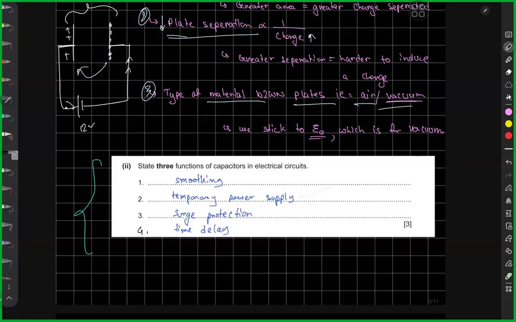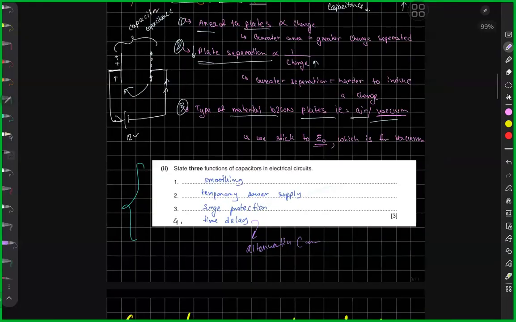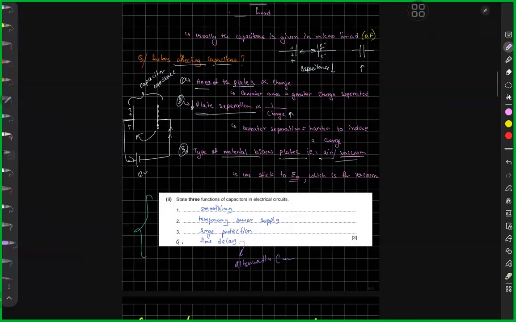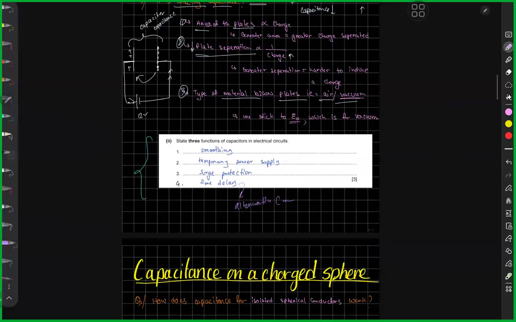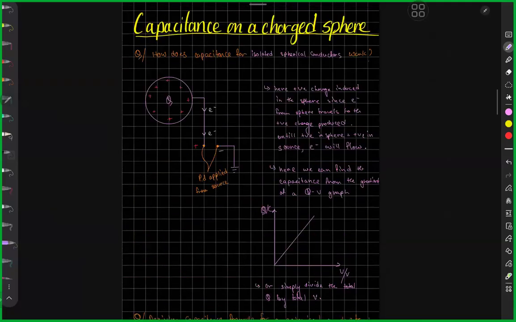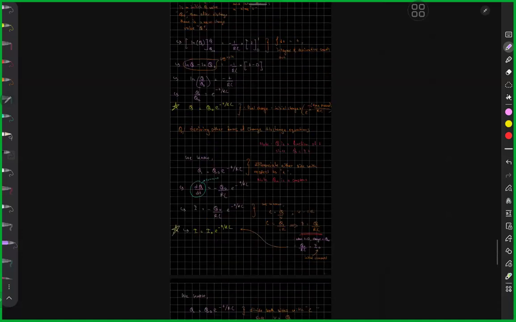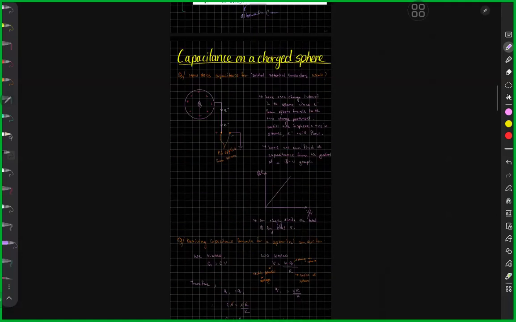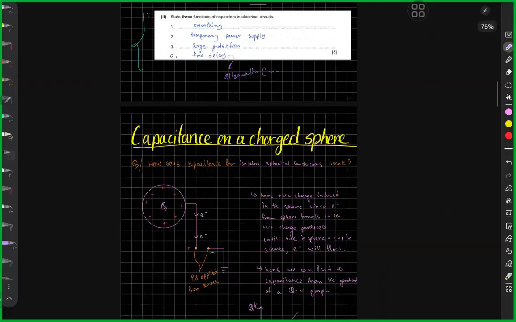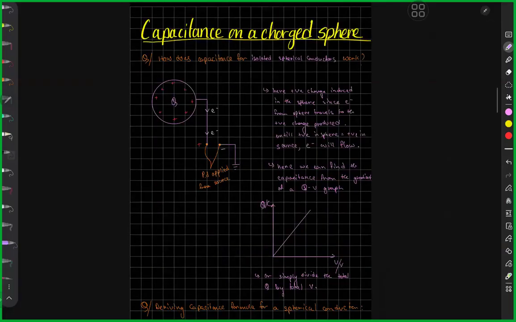is time delay. This you will learn in alternating current. Okay. So a few things. These are the four things you can talk about when talking about uses of capacitors. Let's see what I have. Okay, yeah, it is alternating current. So when you do study alternating current, you'll see it. Time delay, smoothing effect, these are things you'll study.